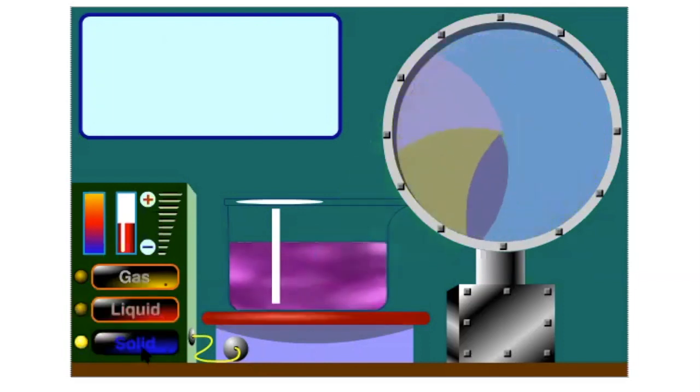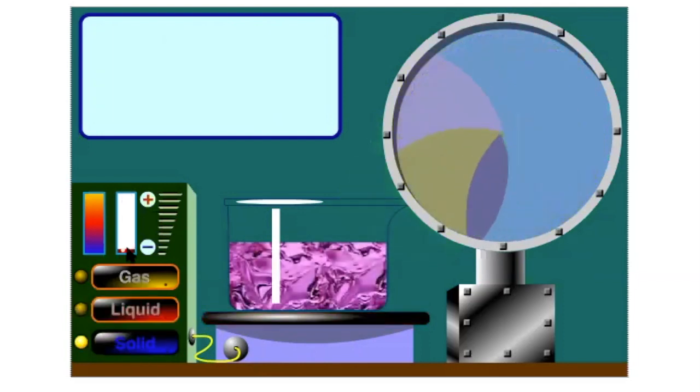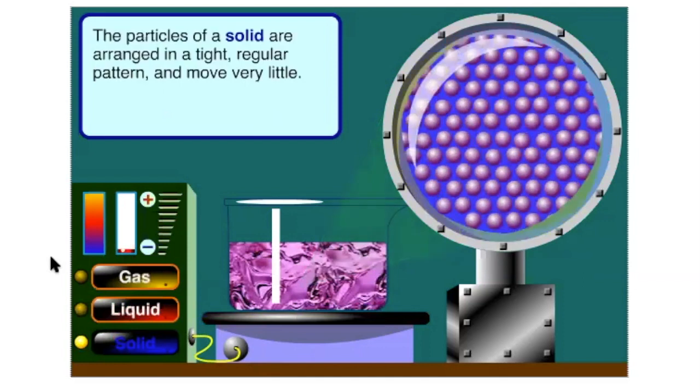And finally, we've got our solid. So let's check out the solid. Again, look at the temperature. The temperature is decreasing. Let's open up that microscope. And now what do you see? What are those atoms doing? What are the particles of this material doing? And what is the energy of this system? Remember, we lowered the temperature all the way down. So is this going to be a high energy or a low energy system?